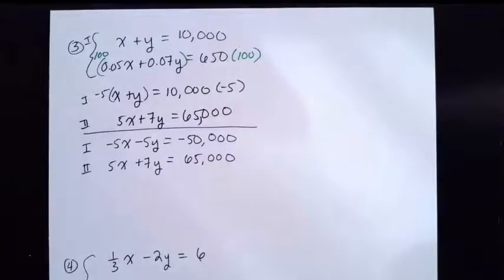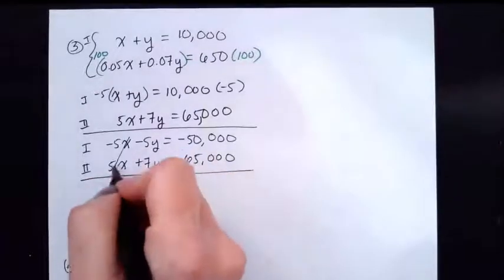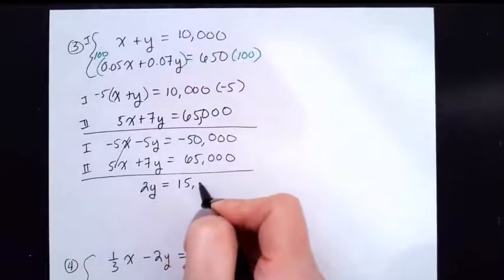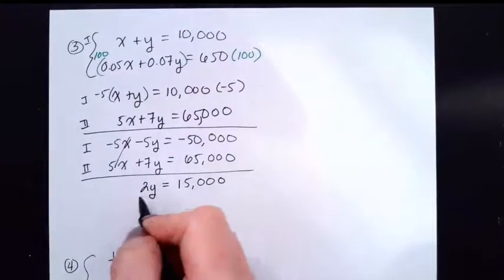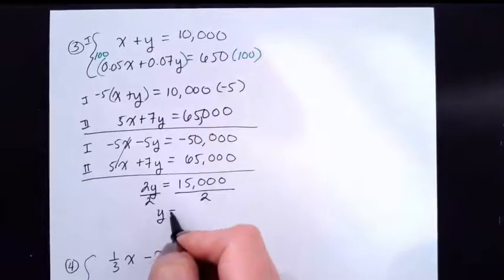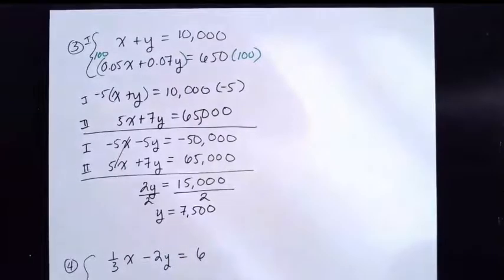All right, so I went ahead and jumped ahead and did that. So my x's will cancel out. I now have 2y equals 15,000, dividing both sides by 2. And I have y equals 7,500. Now I can use that y value in one of my original equations.